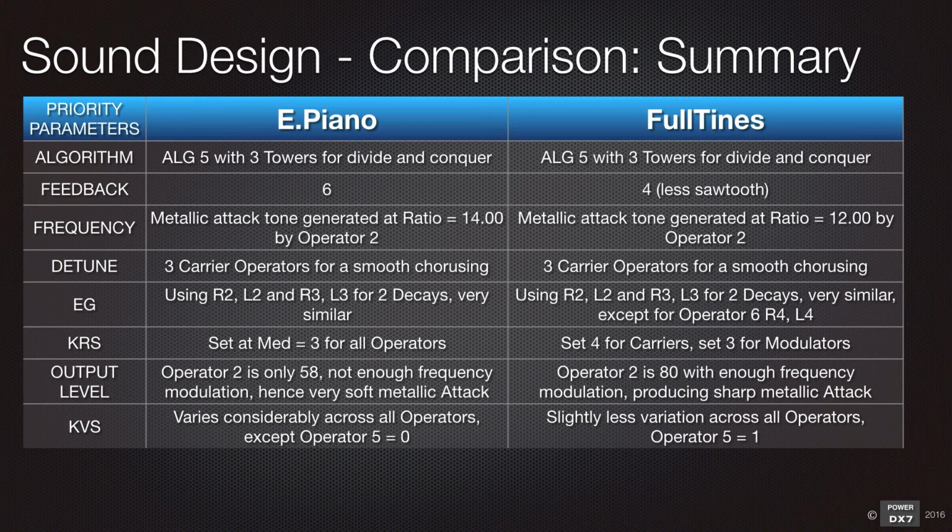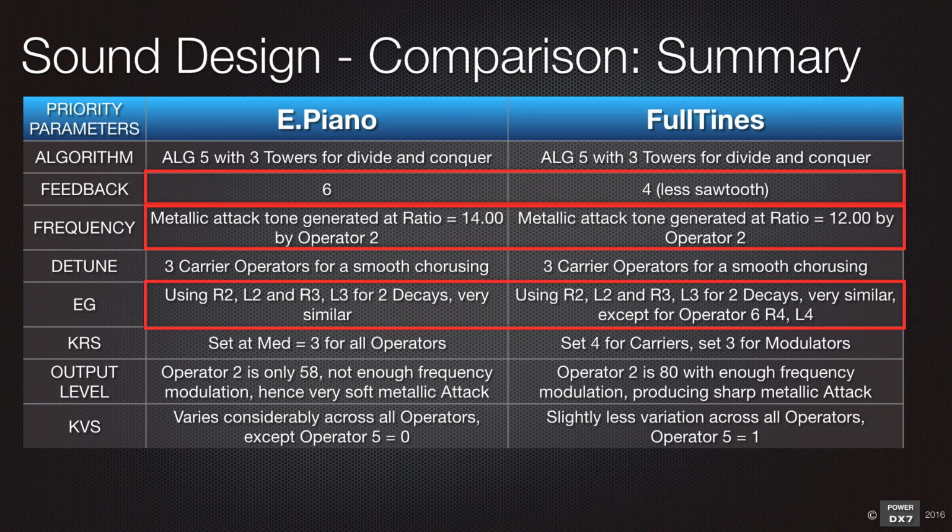What I would like to do is to highlight key differences. Feedback is applied less for Fulltines. Ratio for metallic tone is higher for E.Piano 1 at 14.00 instead of 12.00 for Fulltines. Envelopes are almost identical except for operator 6. For Fulltines, operator 6 has level 4 set at 31.